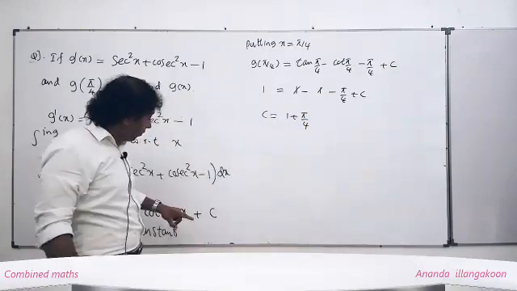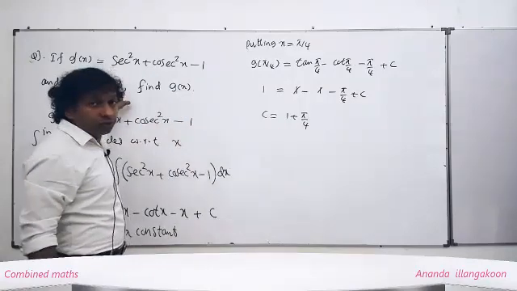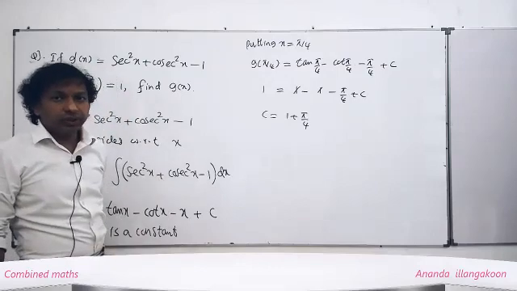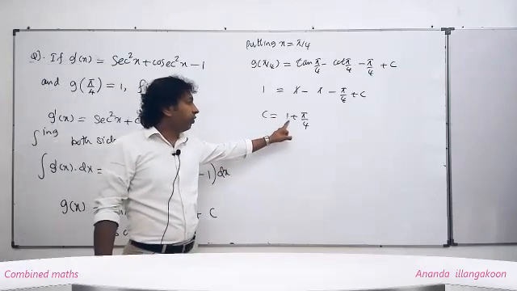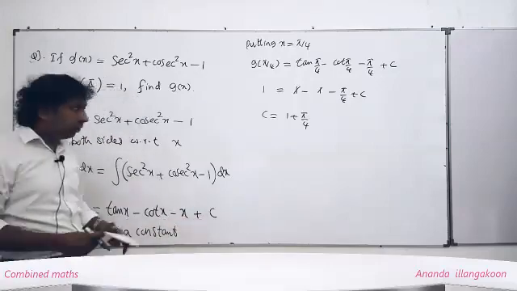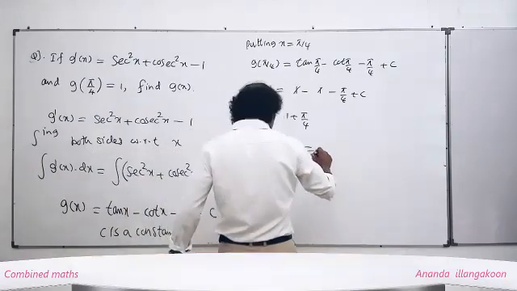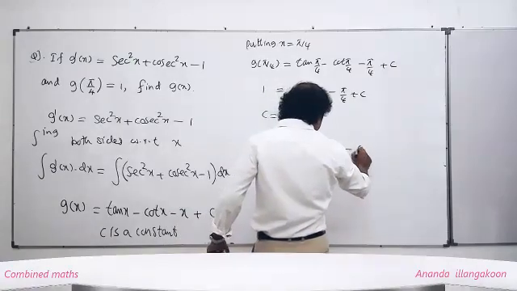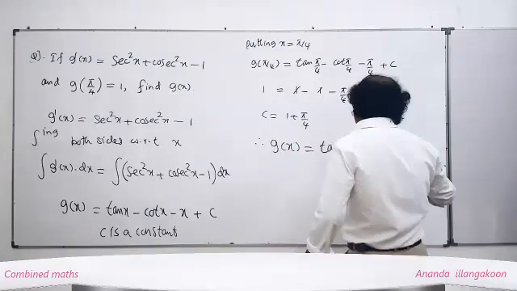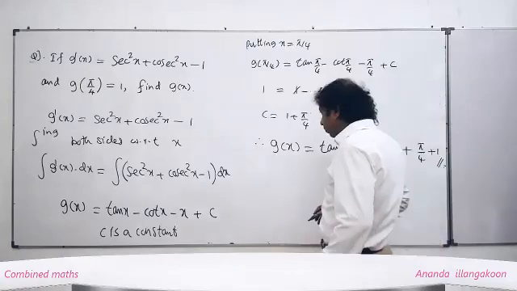This constant should definitely take this value, otherwise g(pi/4) would never be equal to 1. So this c is not any constant; it is a specific constant that takes this value. Now you can put that c value here and write g(x) is tan x minus cot x minus x plus, this, pi/4 plus 1. This is how we solve the task.